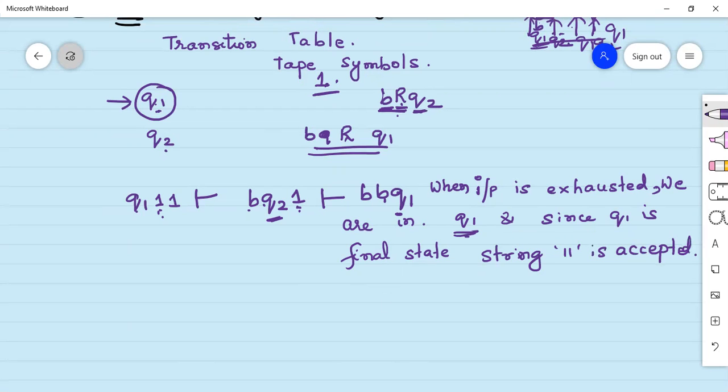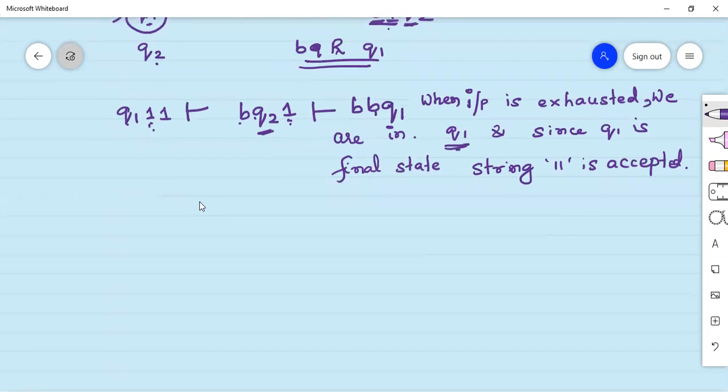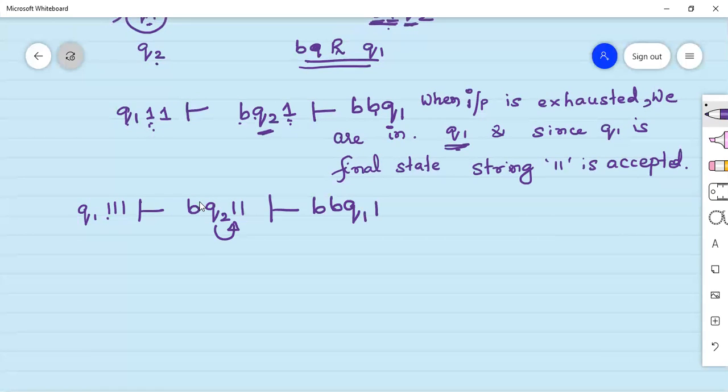Now let us take one more example. Okay. So we'll take, starting from the starting state, 3 ones. So if you get first one, what will happen? It will be blank, state changes to Q2, towards the right and you are left with 2 ones. Next, Q2 on 1, again the second one is converted to blank. You have moved towards the right and change the state to Q1. Now you got Q1 on 1, so that 1 is also converted into a blank. You move towards right and change the state to Q2.